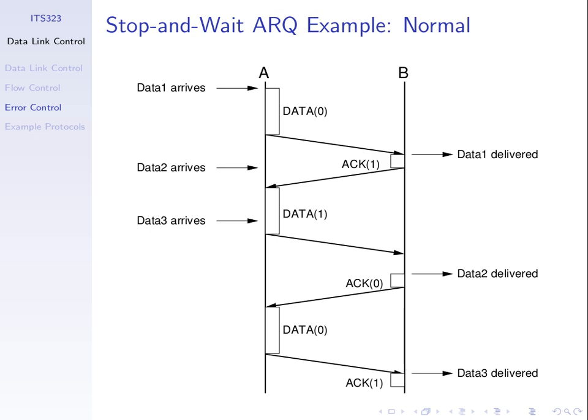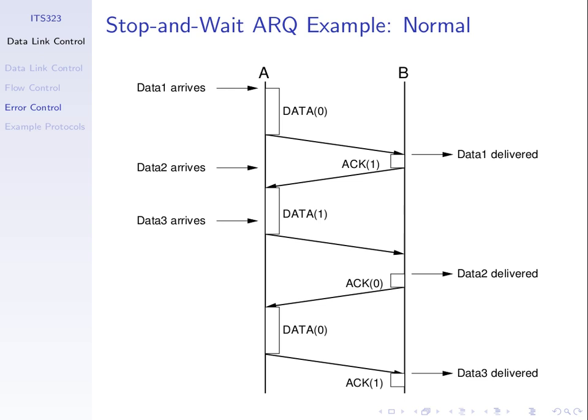Here we have A sending data to B. At the start, A has some data to send, sends the first frame, transmits it to B. B receives, processes the data, sends back the ACK. Everything's fine. The ACK arrives back at A. A had data to send at the start, it sent it. Again, it's stop and wait.